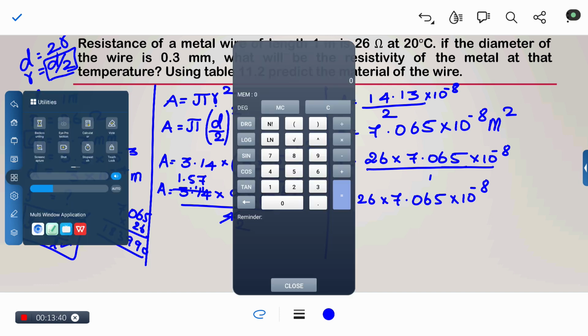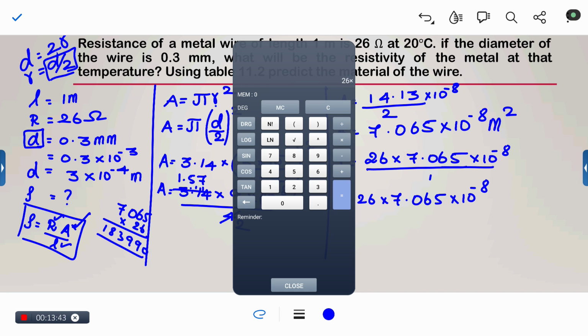So what are the two numbers again? 26 into 7.065. Sorry. 26 into 7.065. 83.69 into 10 to the power of minus 8.